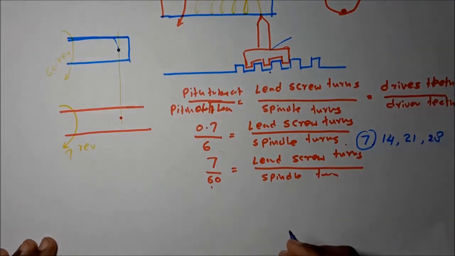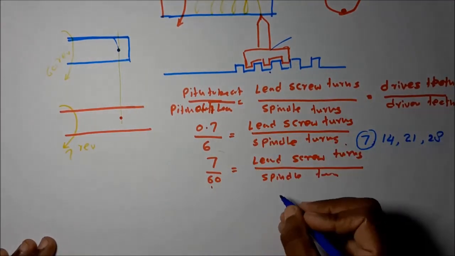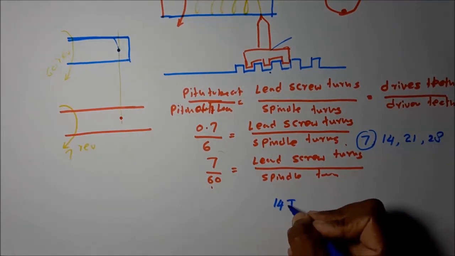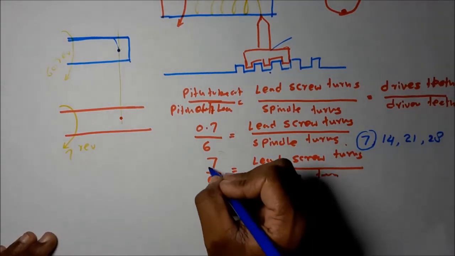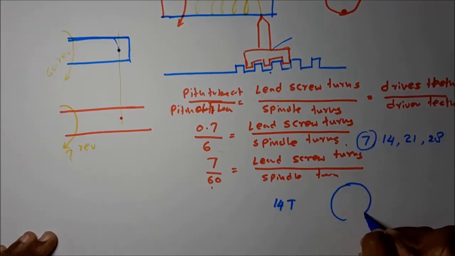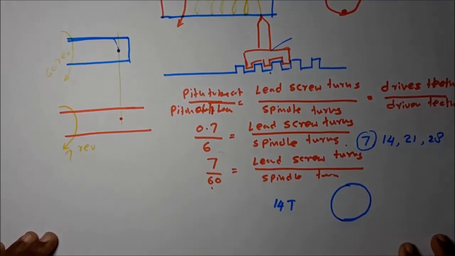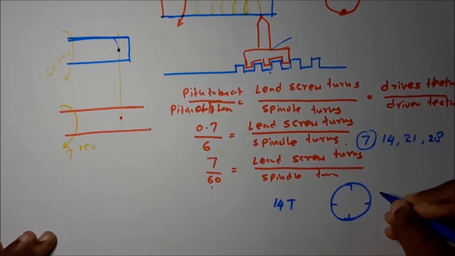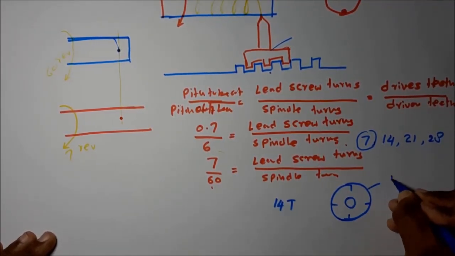For example, in this process, we are using a 14 teeth threading dial indicator. If you use the 14 teeth threading dial indicator when you are cutting the 0.7 millimeter pitch, I will draw the dial plate only in here. This has the 14 teeth.